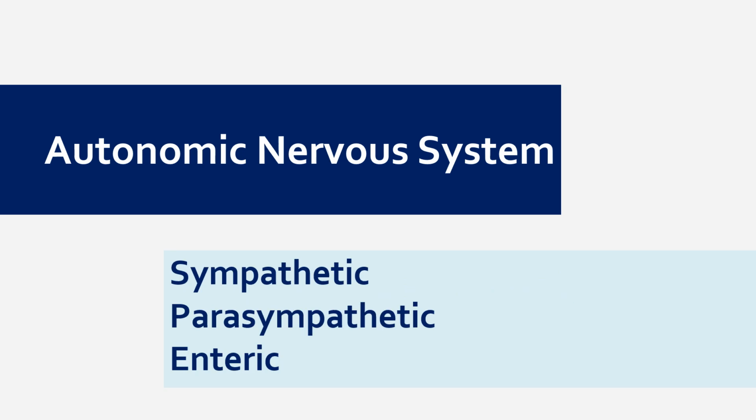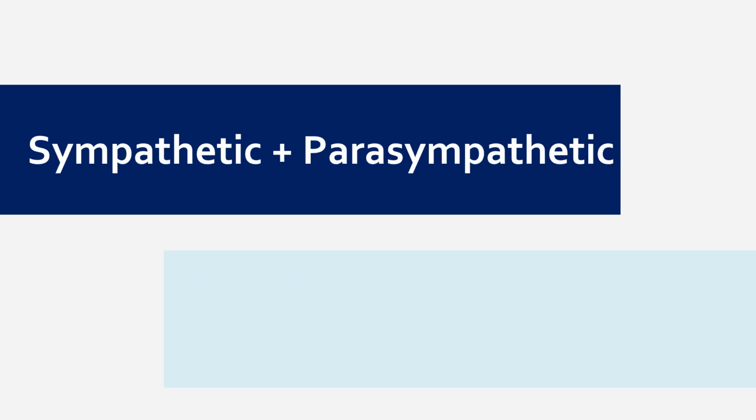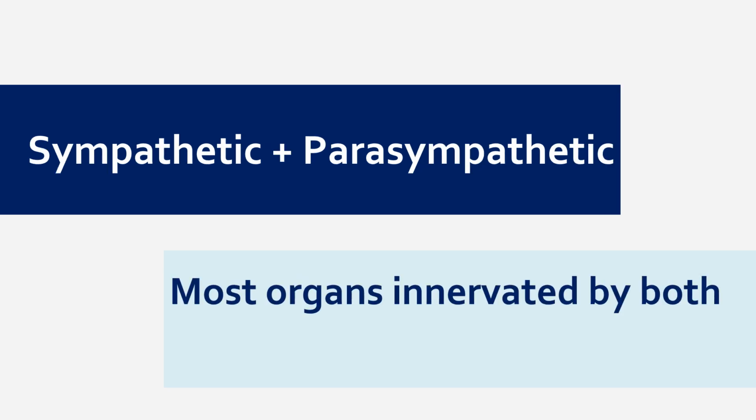Okay, so the autonomic nervous system can be split up into three parts: the sympathetic, the parasympathetic, and the enteric. The enteric nervous system is really the nervous system for the gut, and we're not going to talk about that in this video. We're just going to talk about sympathetic and parasympathetic. Very simply then, what these do is they control the function of the organs, and most organs are innervated by both the sympathetic system and the parasympathetic system.